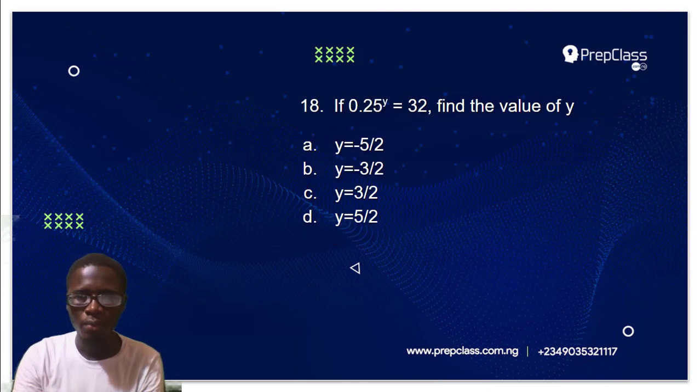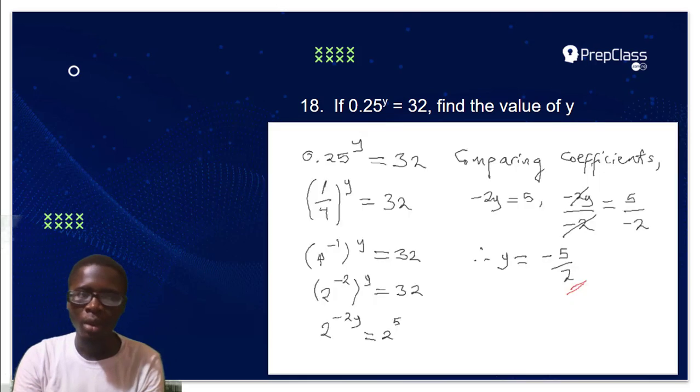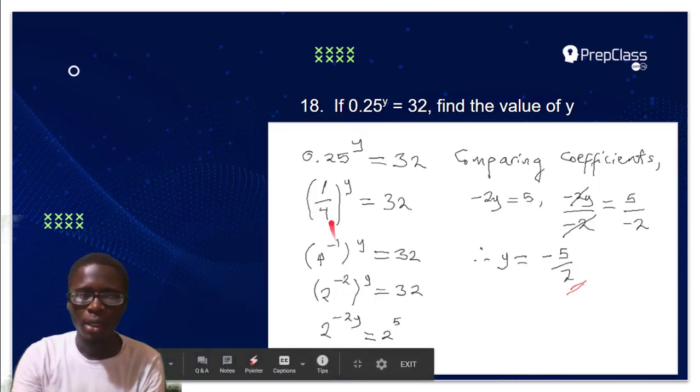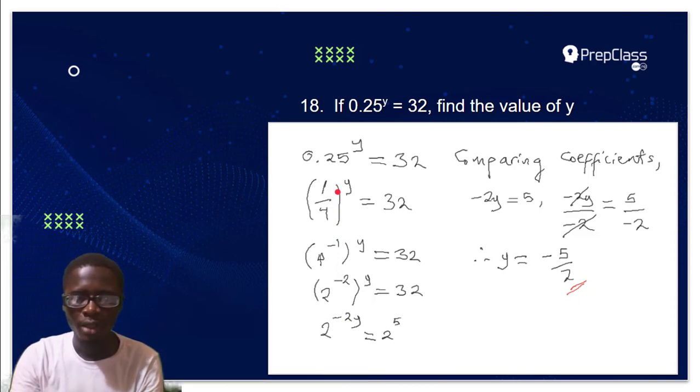Proceeding to the next question, it says if 0.25 exponent y is equivalent to 32, find the value of y. So we need to write this number from decimal to fraction. Here, as you can see, 0.25 is equivalent to 1 over 4. And then here is our power of y. And then here we have 32. So we need to give both of them a common base.